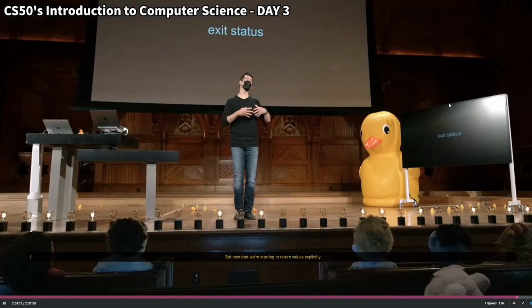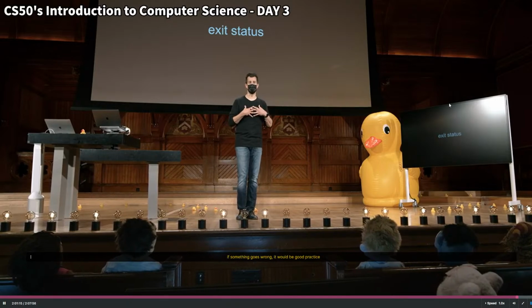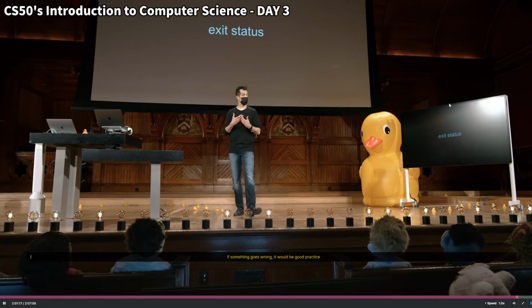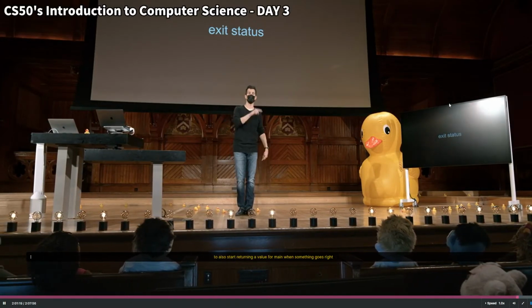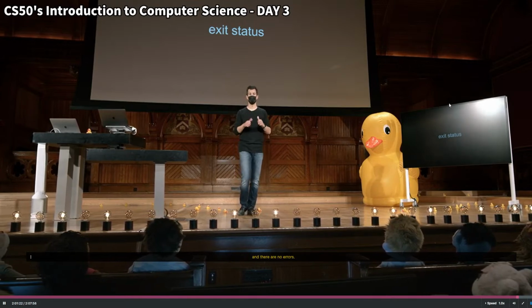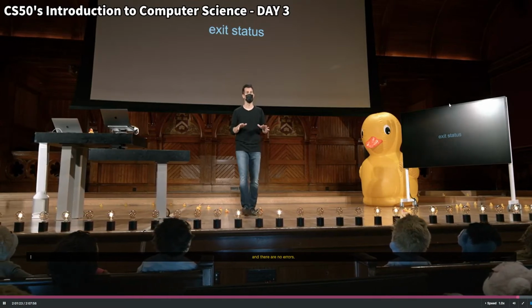If you do not return a value explicitly, main will automatically return 0 for you. That is the way C simply works. So it's not strictly necessary. But now that we're starting to return values explicitly if something goes wrong, it would be good practice to also start returning a value for main when something goes right and there are no errors, in fact.